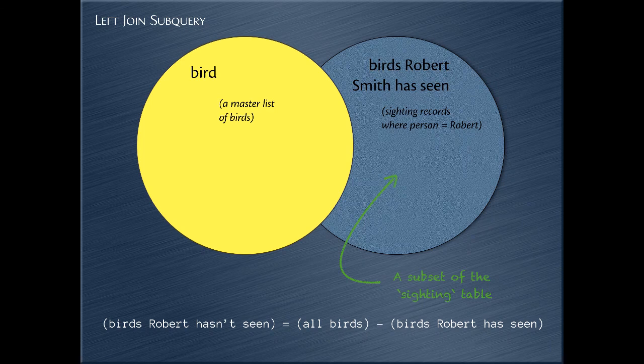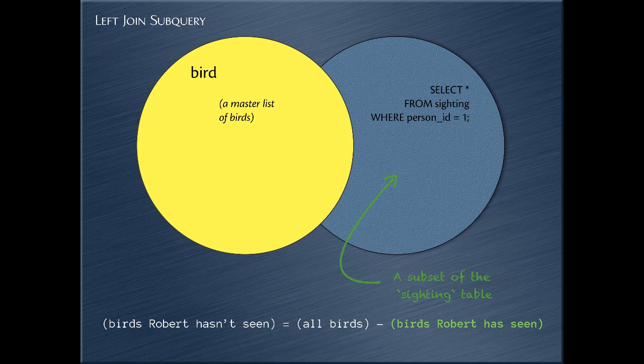Makes sense. All right, so can we do that in a left join? We sure can. In this case, the subset of the sighting table is simply select star from sighting where the person ID is 1. Those are all the birds Robert has seen. I think there's maybe 6 of them. So we're dropping a lot of rows. We're eliminating a lot of rows, but that's fine. So now you can see what's going to happen. We're going to have bird left join a subquery. So let's talk our way through that.